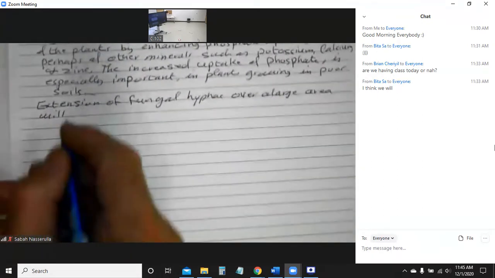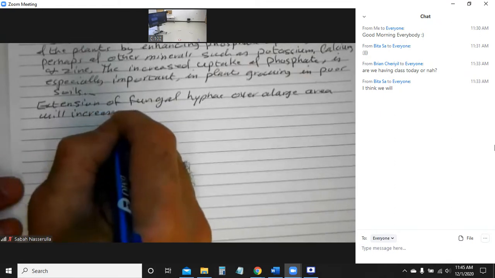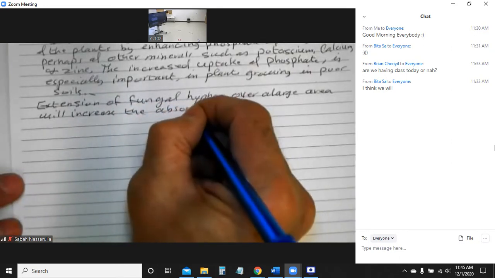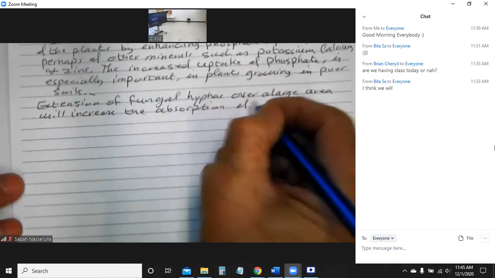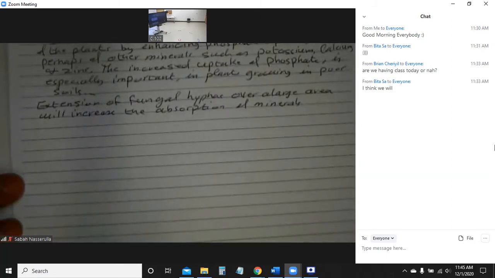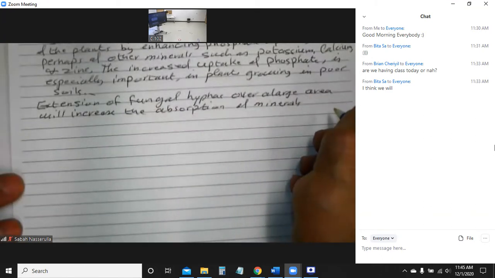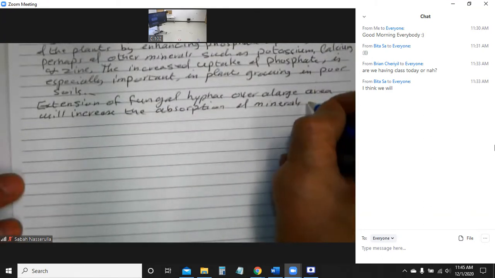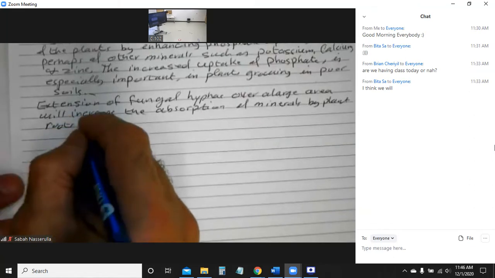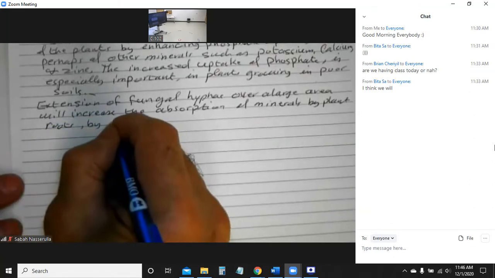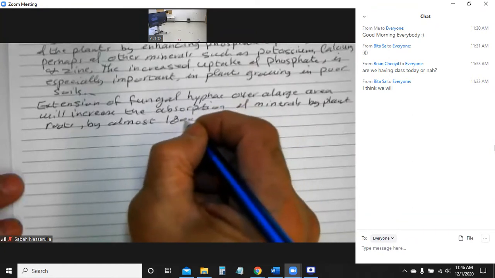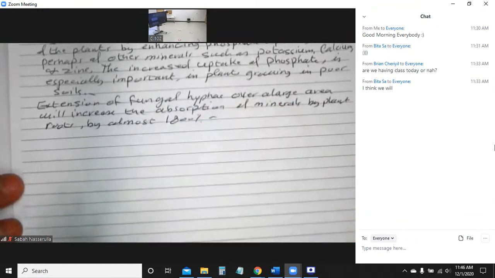As a matter of fact, we call this the absorption of minerals by plant roots, which can increase by almost 1800%. So quite a bit of an increase.